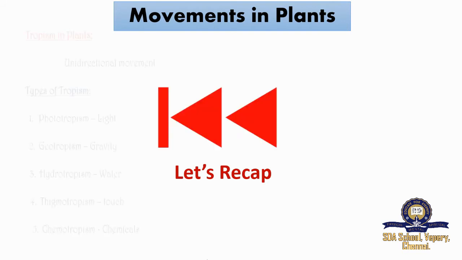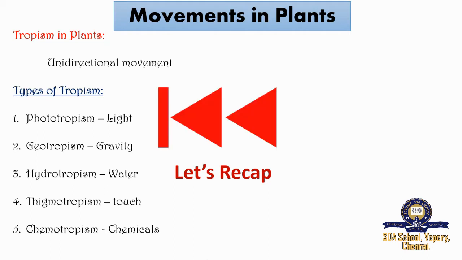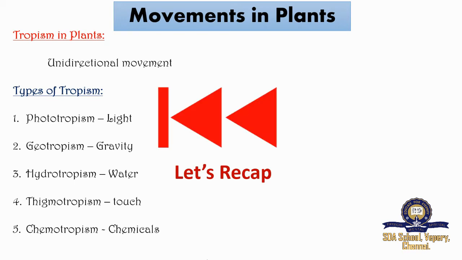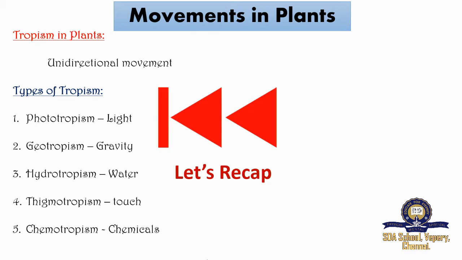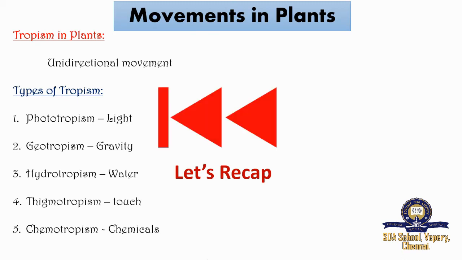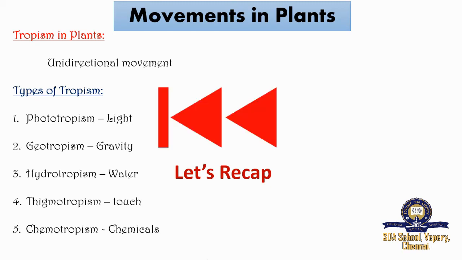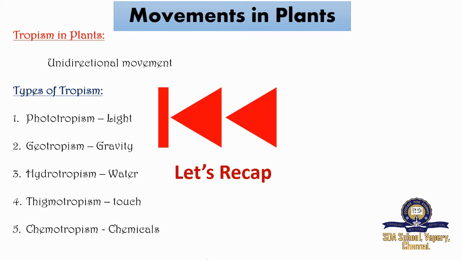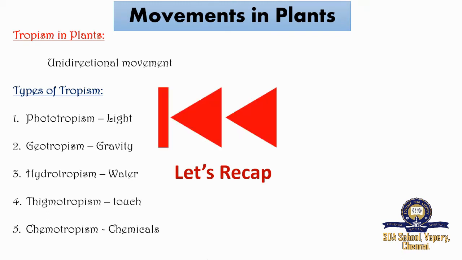So first we'll deal with the tropism in plants. It is a unidirectional movement, and we had five types of tropism: phototropism, geotropism, hydrotropism, thigmotropism, and chemotropism. As the name suggests, for phototropism, photo means light. So movement due to light is known to be phototropism, and movement due to gravity is known to be geotropism, and movement due to water is known to be hydrotropism. Movement due to touch is known to be thigmotropism, and movement due to chemicals is known to be chemotropism.